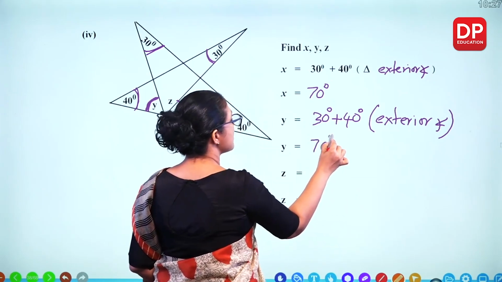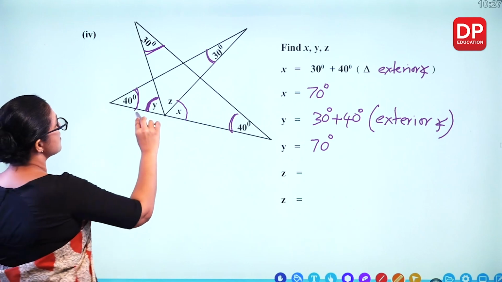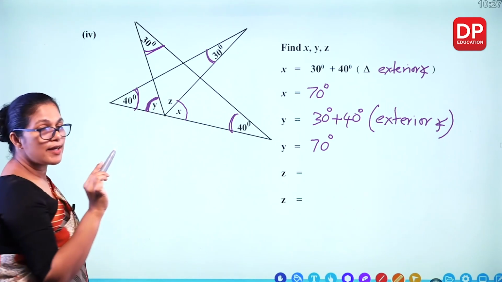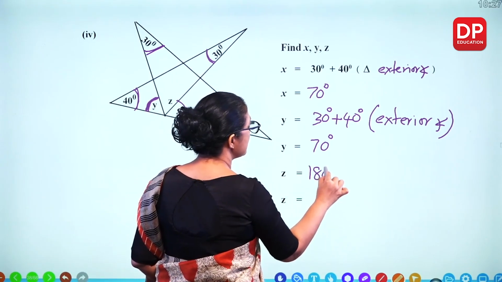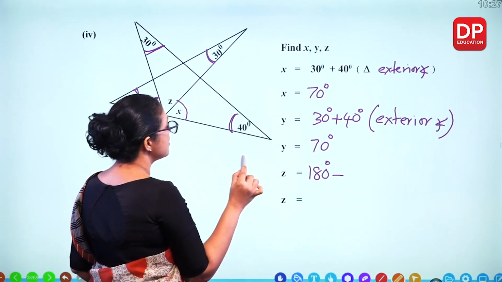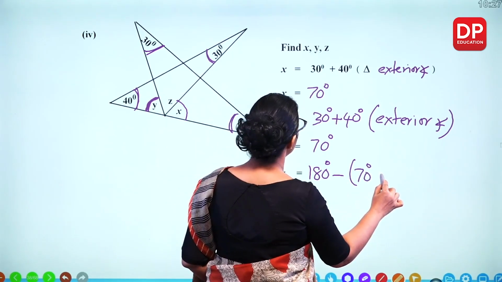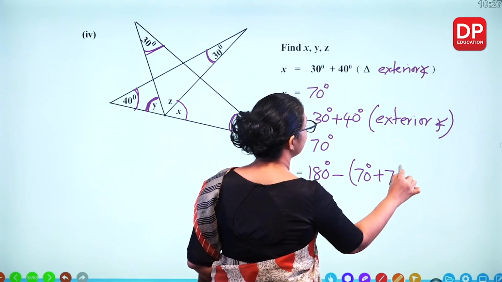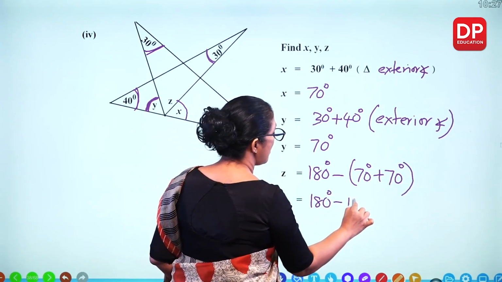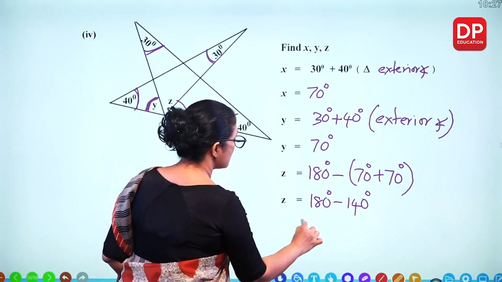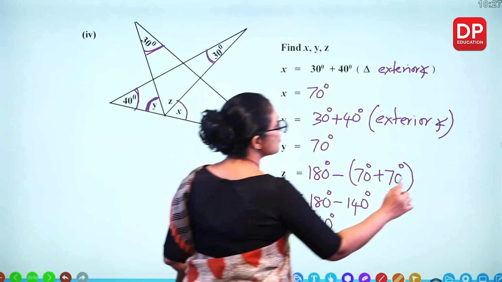So that's 70 degrees. Now how do we find out Z? This is a straight angle, so you can find out C by subtracting X and Y. So 180 minus X and Y, 70 and 70. So 180 minus 140. So you get 40 degrees for C. So because of straight angle.